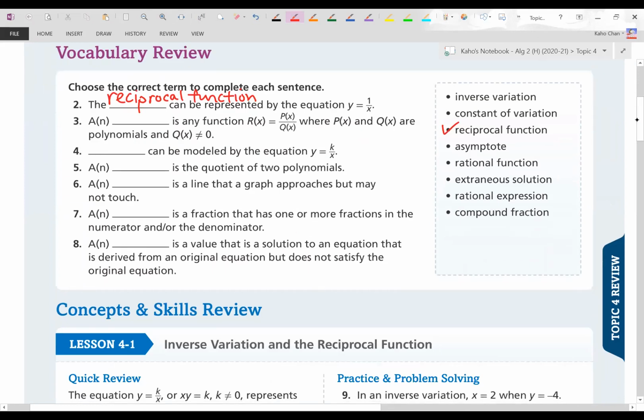Number 3, a blank is any function r of x equals p of x over q of x, where p and q are polynomials and q of x cannot equal 0. This is, of course, the definition of a rational function. Number 4, blank can be modeled by the equation y equals k divided by x. Notice the relationship between x and y are not directly related. They are inversely related. So this is called inverse variation.